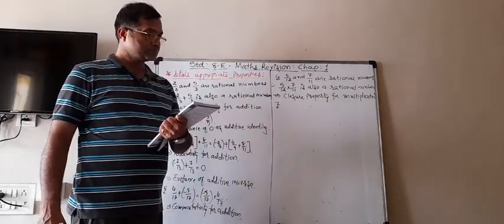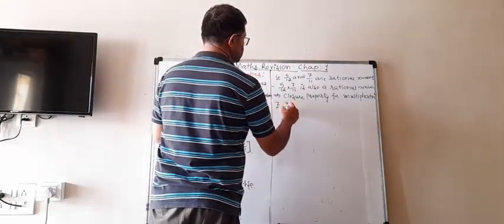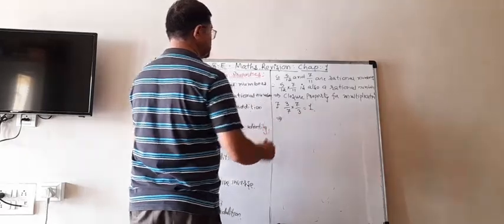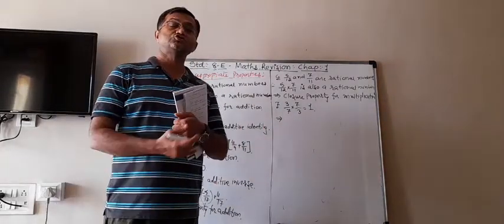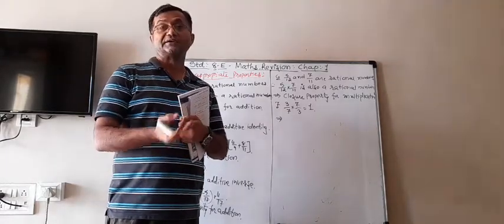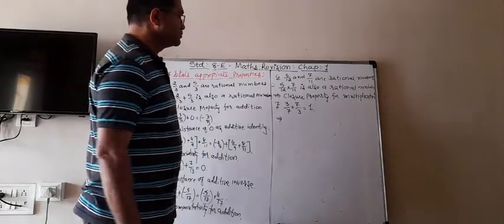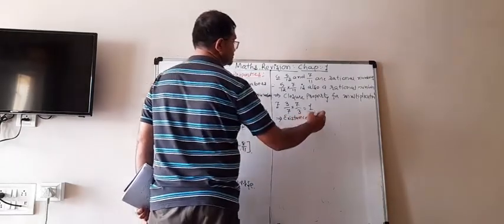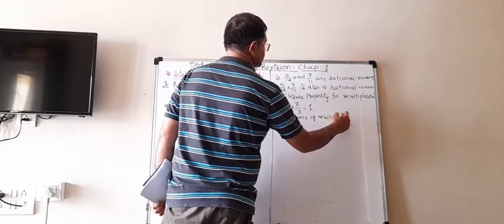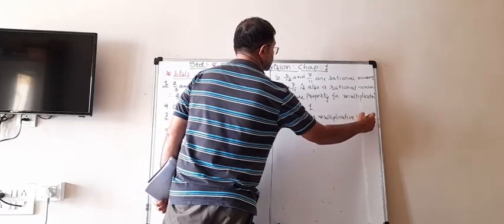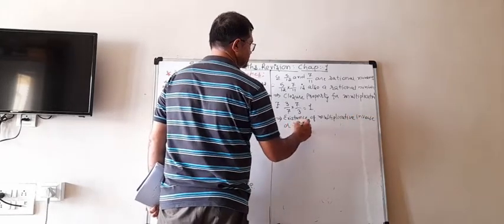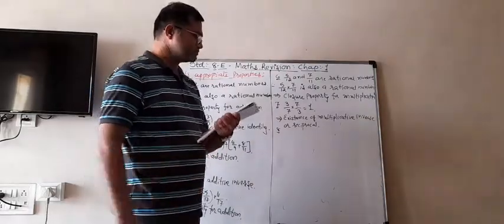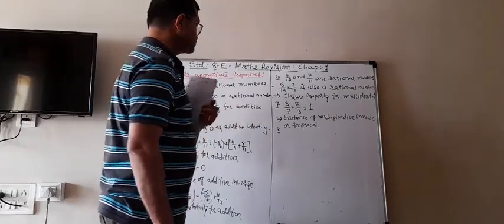Seventh one, three upon 7 multiplied by 7 upon 3. The product of which two numbers is 1? If they are reciprocals of each other. So we can say that it is the existence of multiplicative inverse, or you can say the existence of a reciprocal also.